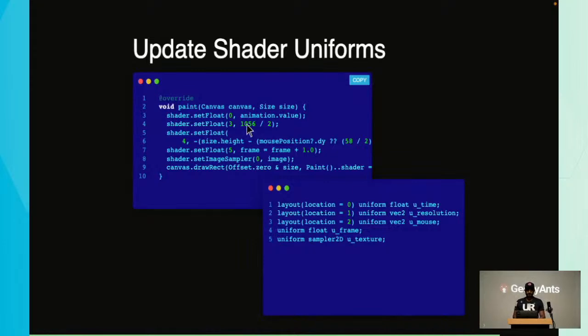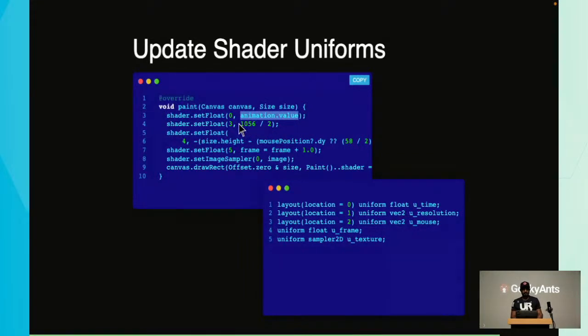Now, how do we update? I have a paint method. You see that we are again using a custom painter over here, and we are using a paint method to update our shader values. So basically, I am passing the animation value on my uTime. Whenever the animation keeps running, I'll be getting a value from 0 to 1, and it goes into uTime so that the animation keeps happening.